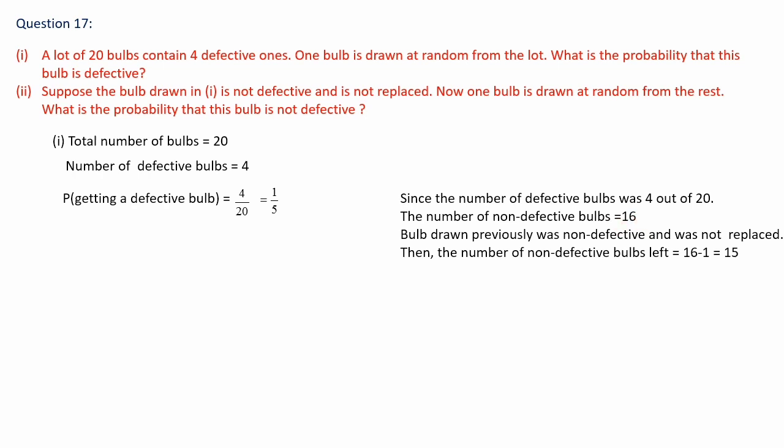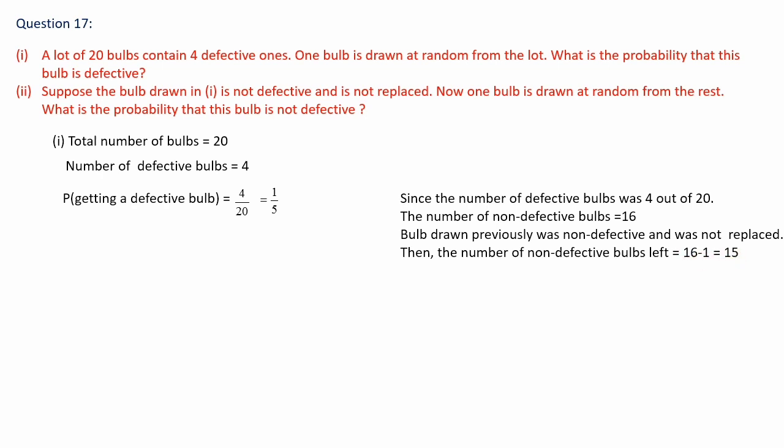Means while solving the second question, when you are taking the second bulb, one number will be reduced. So the number of non-defective bulbs left is 16 minus 1, because you have taken 1 already. 16 minus 1 is equal to 15, because you are not replacing the bulb you have taken. You have taken a good bulb the first time and did not replace it. Because of that, one number will be reduced. Total 16 good bulbs are there. Out of 16, one going means 15 balance.